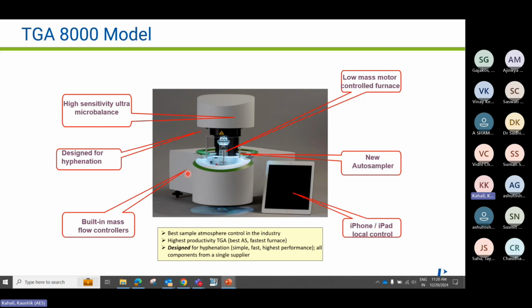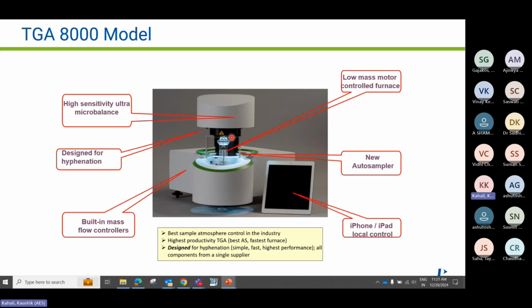So this mass flow controller controls the flow rate of the gases very precisely, and you can define the flow rate of the gas through the software, which will also control this mass flow controller. And also this system is designed for hyphenation, as I was talking. So that is a coupling of another system.